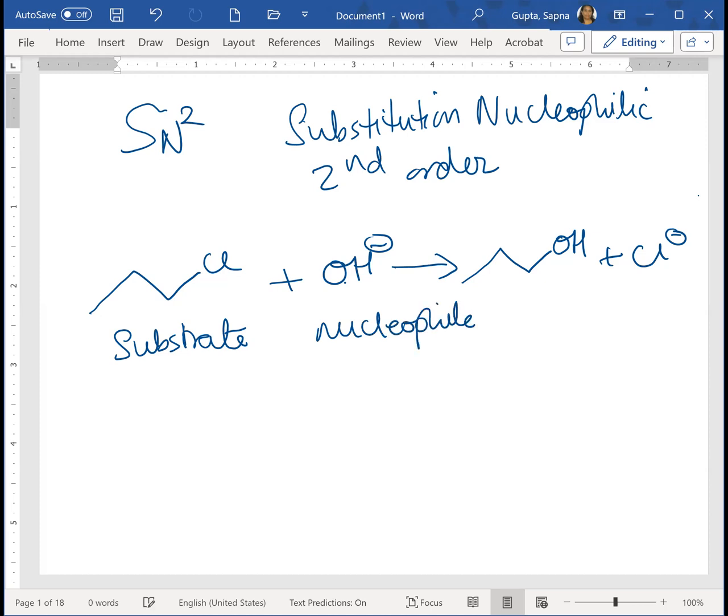Why? Also because it's negatively charged. So we talked about that in chapter 6, that nucleophiles are negatively charged. Then, of course, you have the product on the right-hand side. And the Cl minus is called the leaving group.